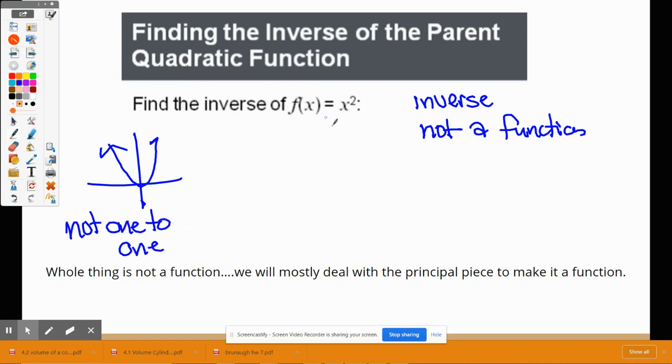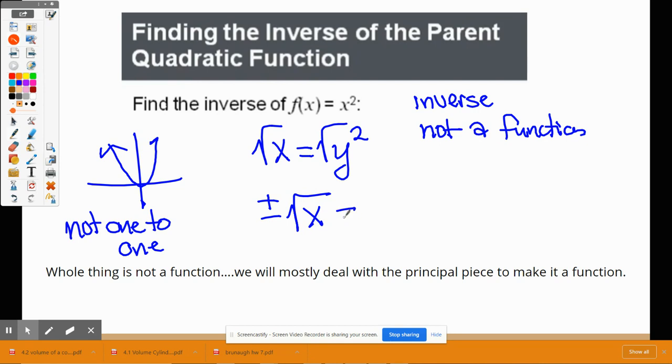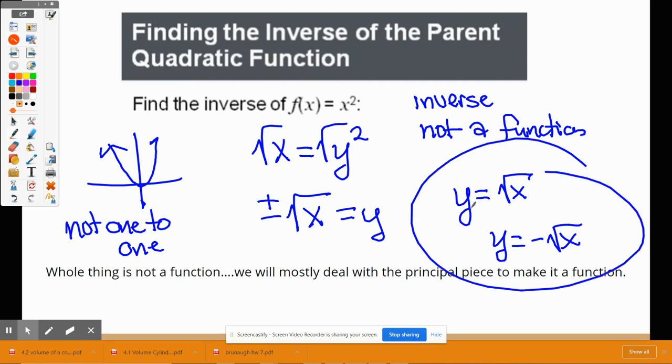But I can still find the inverse, same way as before. Switch the x and y and solve for y. Well, how do you solve for y here? How do I get y by itself? Well, you square root both sides. But don't forget, when you square root both sides, you can't forget your plus or minus. So what we get is two functions. y equals the square root of x and y equals the negative square root of x. But they are together. Both of these are the inverse of that. When you put them together, it's not a function. So the whole thing is not a function.